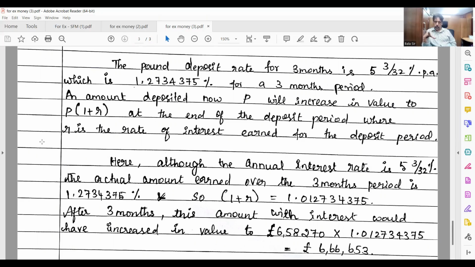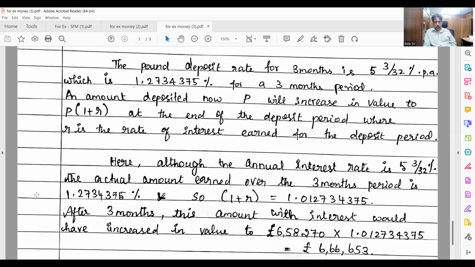An amount deposited now, P, will increase in value to P into 1 plus R at the end of the deposit period. Suppose you invest P amount, that into 1 plus R will be the worth of that money in 3 months' time. Yes, ma'am. Where R is the rate of interest earned for the deposit period.